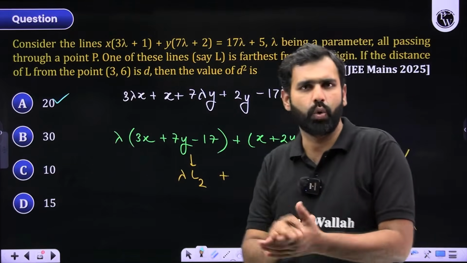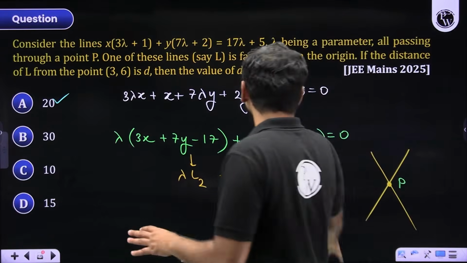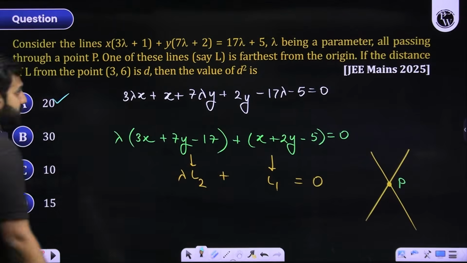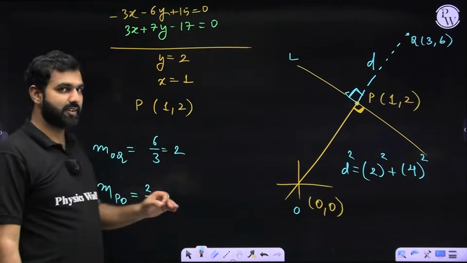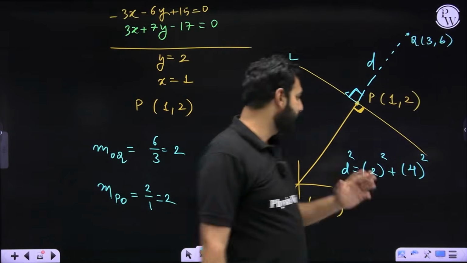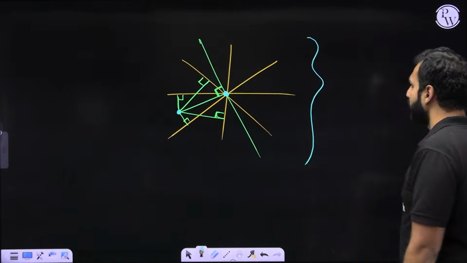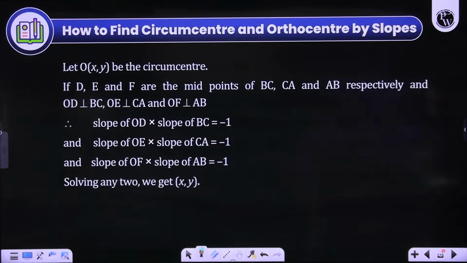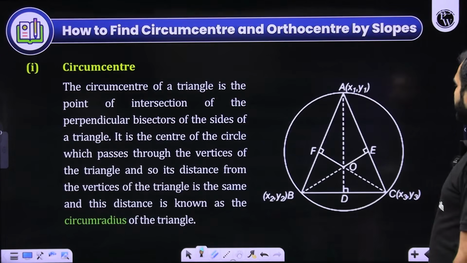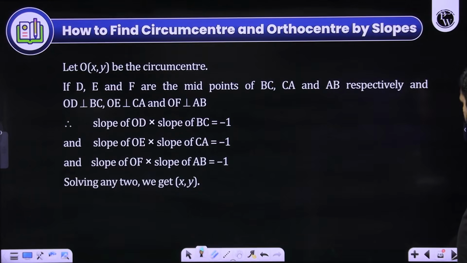Did you understand the whole explanation? Have you gotten complete clarity on this question, which we have done with the concept of family of lines? With that, let us move ahead. Let us see a few more concepts, a few more learnings from this particular chapter. This is something which we have already discussed related to Circumcenter and Orthocenter.